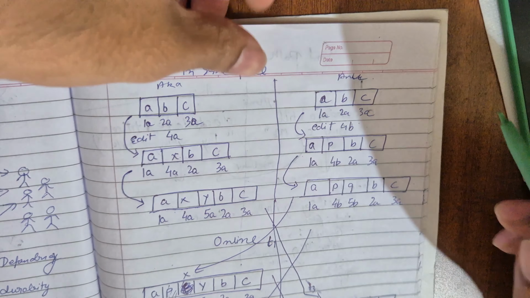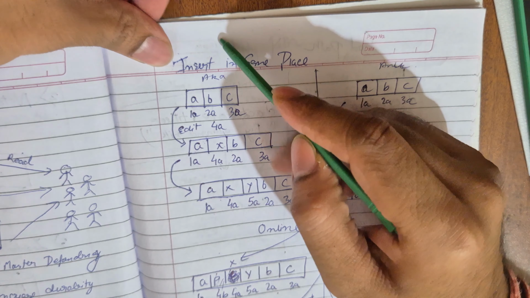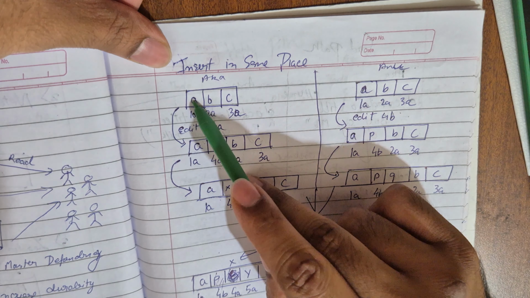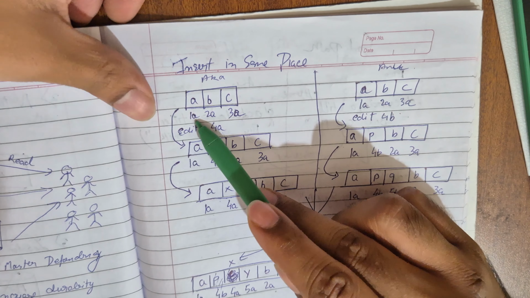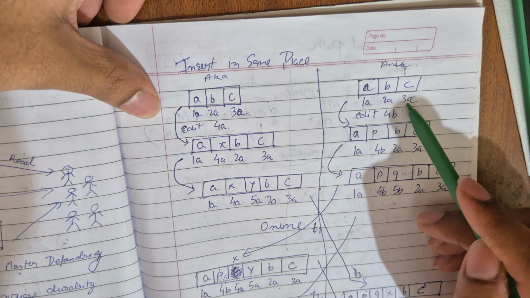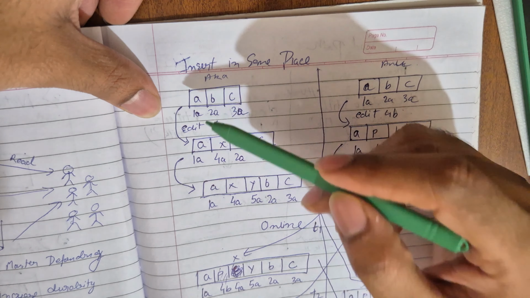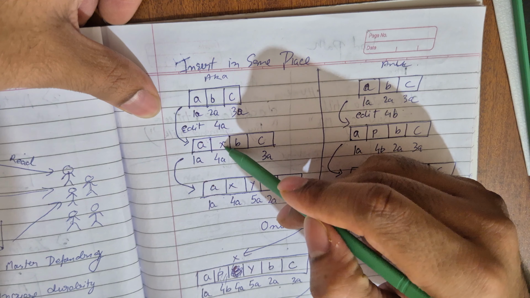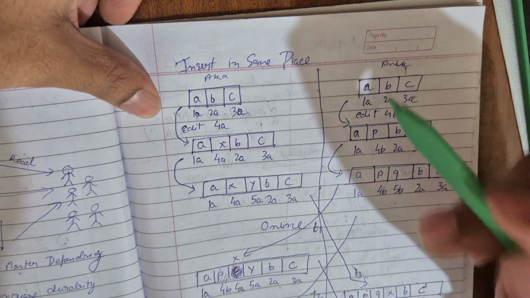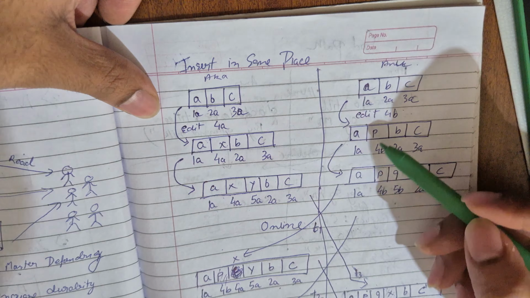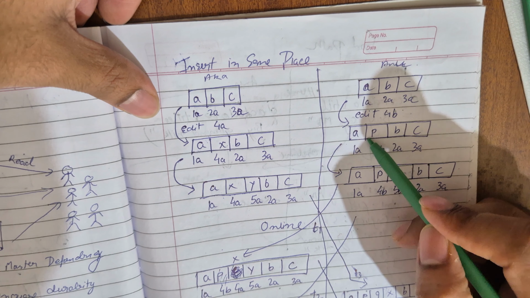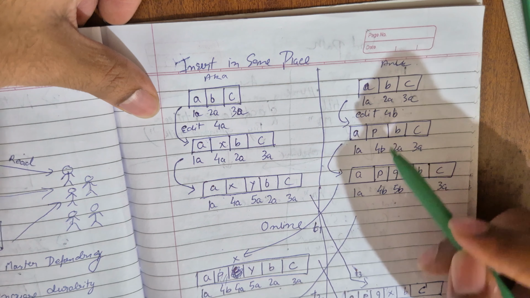Previously, this is server A and this is server B. Previously there were A, B, C in both of the servers. This is 1A, 2A, 3A, and here is also 1A, 2A, 3A. Then we added 4A after 1A whose value is X. Similarly here we added 4B after 1A whose value is P.